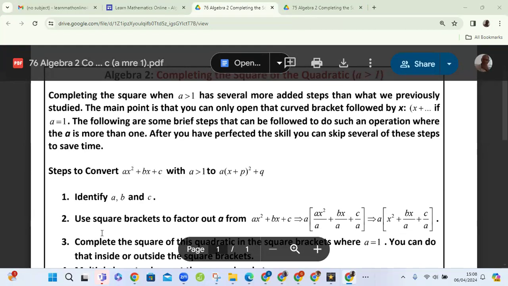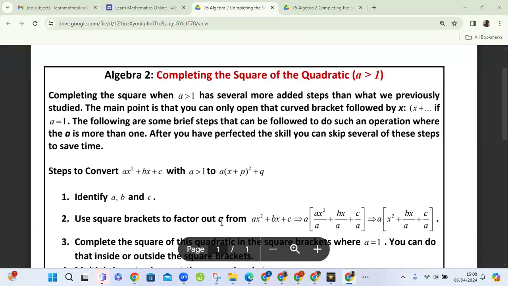Step number 2 says to use square brackets to factor out a from ax squared plus bx plus c. How do you do that? You write down a, you open a square bracket, and you divide a throughout. You divide ax squared by a, you divide bx by a, and you divide c by a.